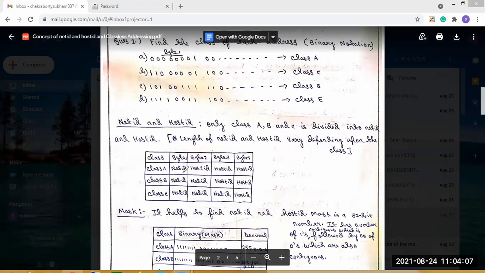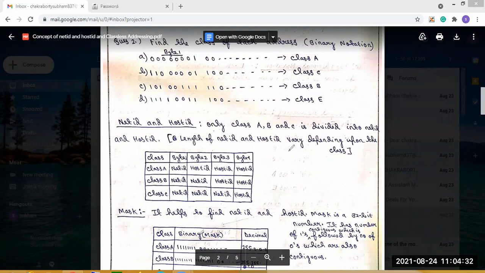In this mask, we have contiguous ones, that means continuous ones. After completing the ones, it will be followed by zeros. Contiguous means constantly. So first ones, then after completing the ones, it will be zeros contiguously. So this is the main concept of the mask.